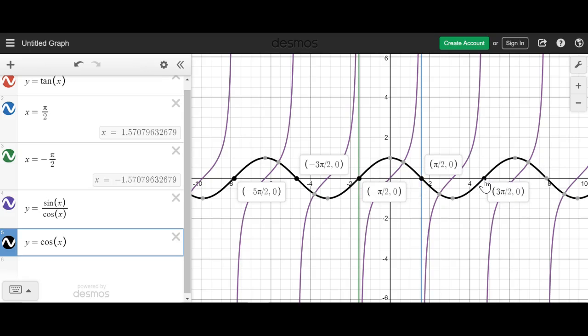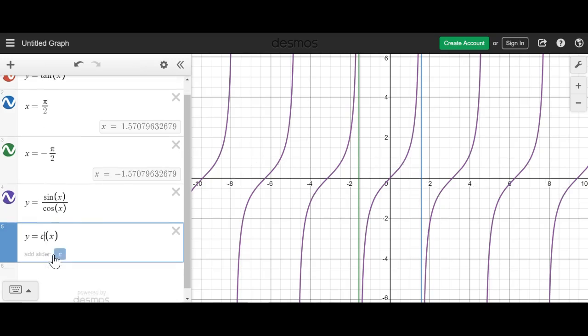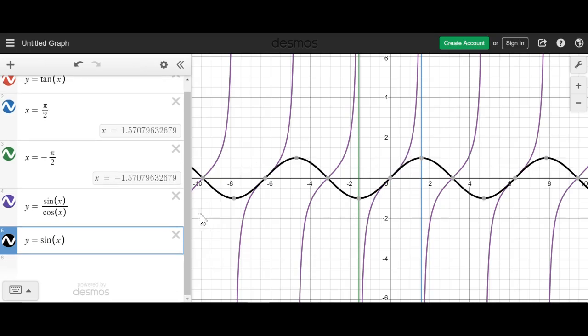Every time the cosine of x is 0, the tangent, which is the ratio of the sine to the cosine, is not going to exist because you're going to be dividing by 0 there. Every time that the sine is 0, so let's look at the sine of x, every time the sine is 0, the tangent is also 0 because the sine is up top. It's in the numerator. So every time the sine of x is 0, the tangent is also 0.